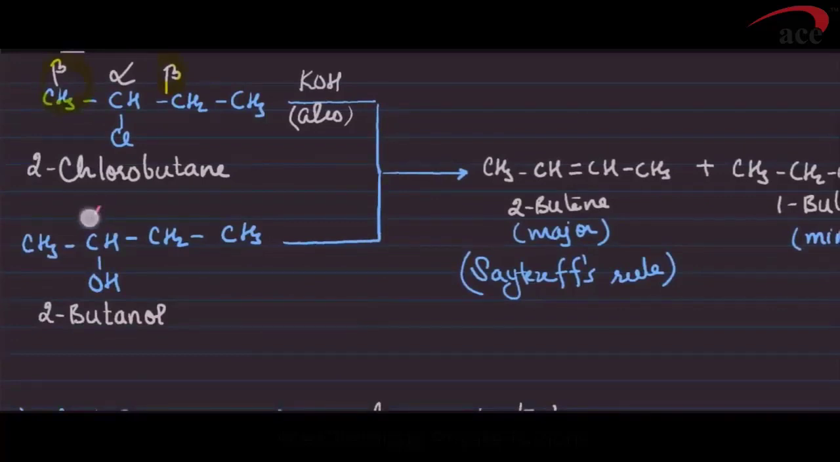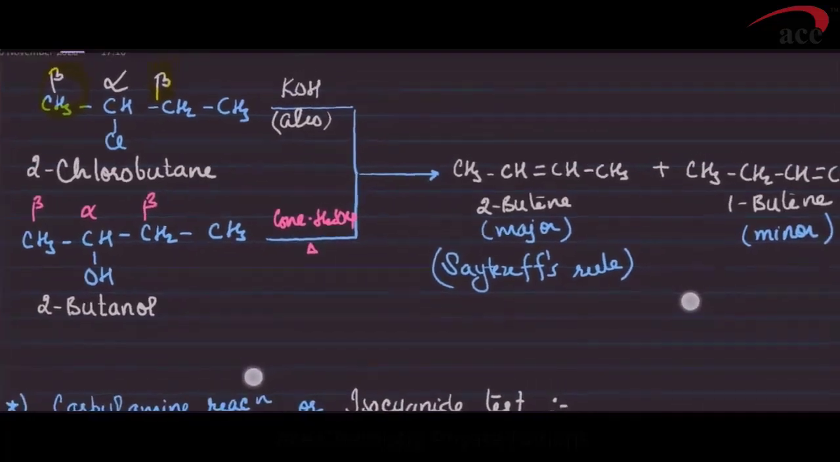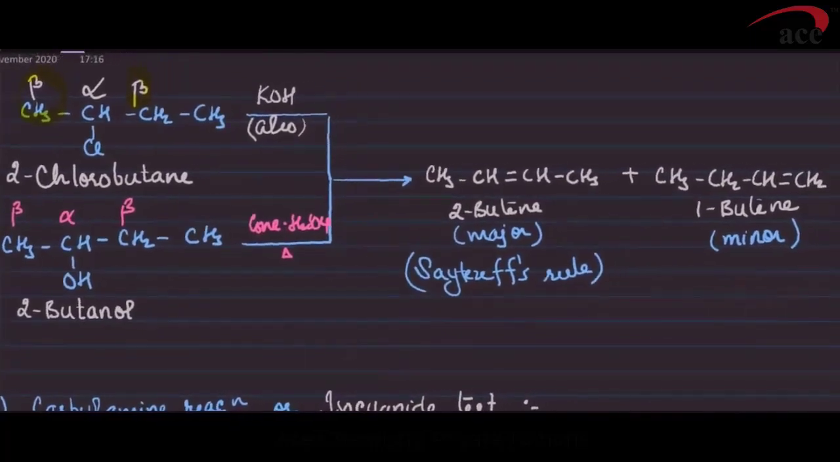2-butanol, again this is the alpha carbon, and there are two dissimilar beta carbon atoms. You treat it with concentrated H2SO4, acid catalyzed dehydration at about 433 Kelvin. We have elimination of a water molecule, and still you get both possibilities, 1-butene and 2-butene. You find 2-butene as the major product and 1-butene as the minor product, so it is in contrast to Hofmann's elimination rule.